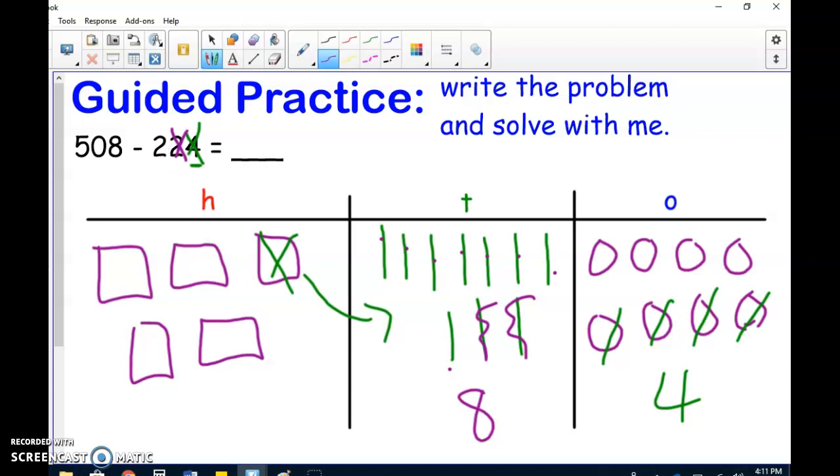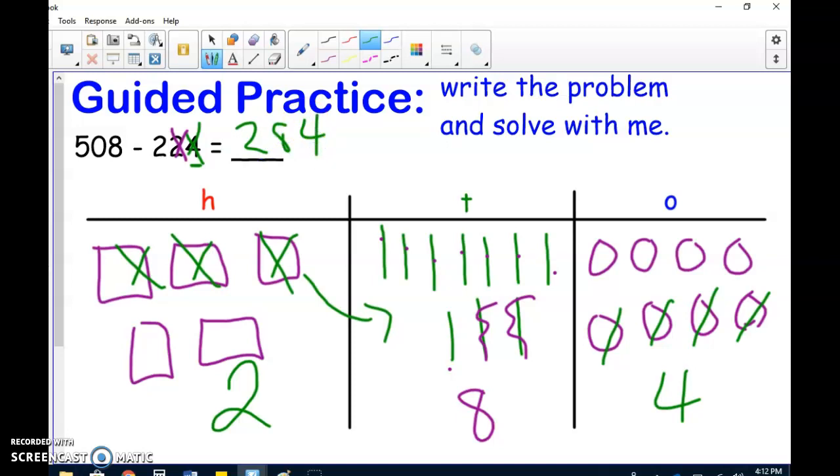And lastly, I need to take away 2 hundreds. Let's take away 2 hundreds. 1, 2, and I'm left with 2 hundreds. So 508 minus 224 is equal to 284.